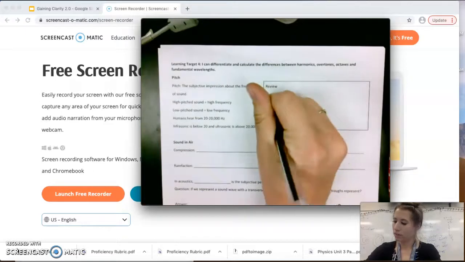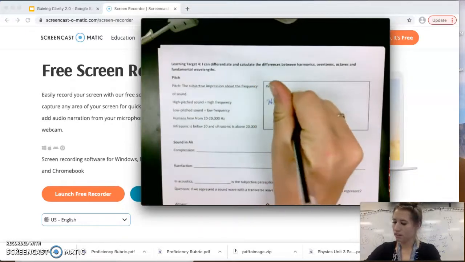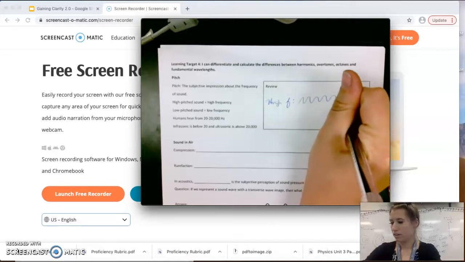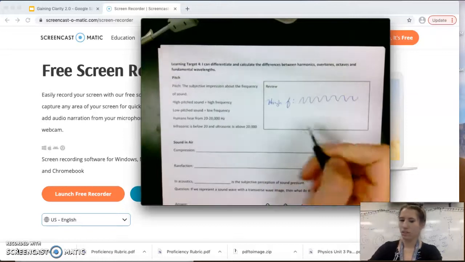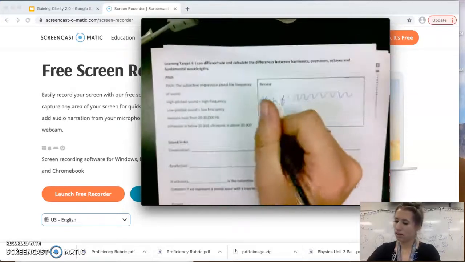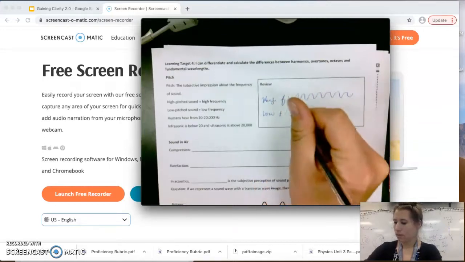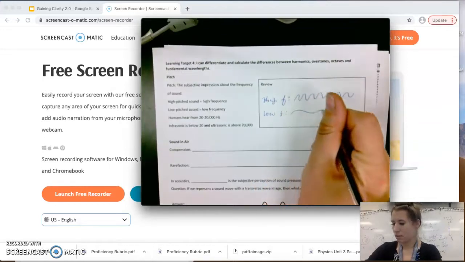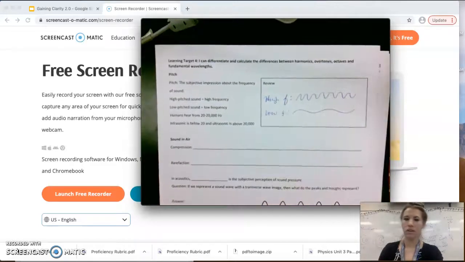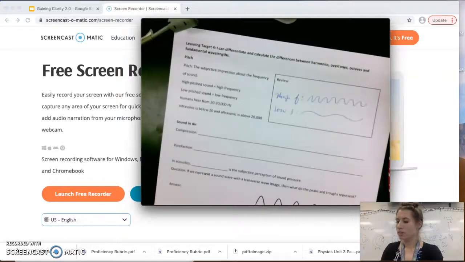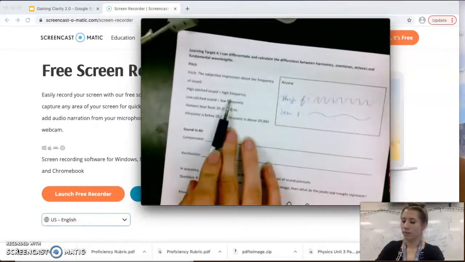Meaning high frequency is lots of wavelengths in a given amount of time. And so it kind of means short wavelengths too. And then low frequency, that would be fewer wavelengths. Okay, fewer wavelengths, and so longer wavelengths, and that's lower in frequency.